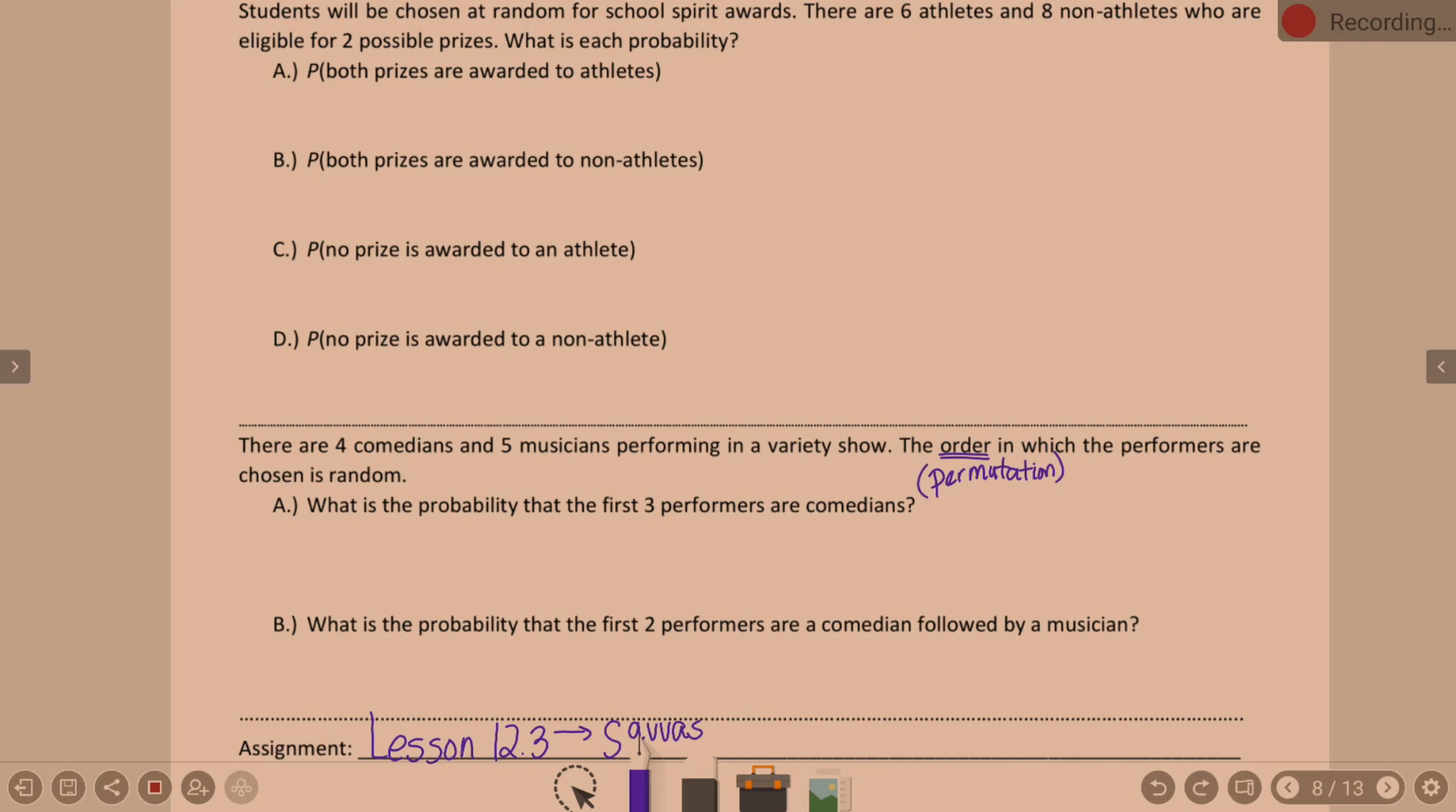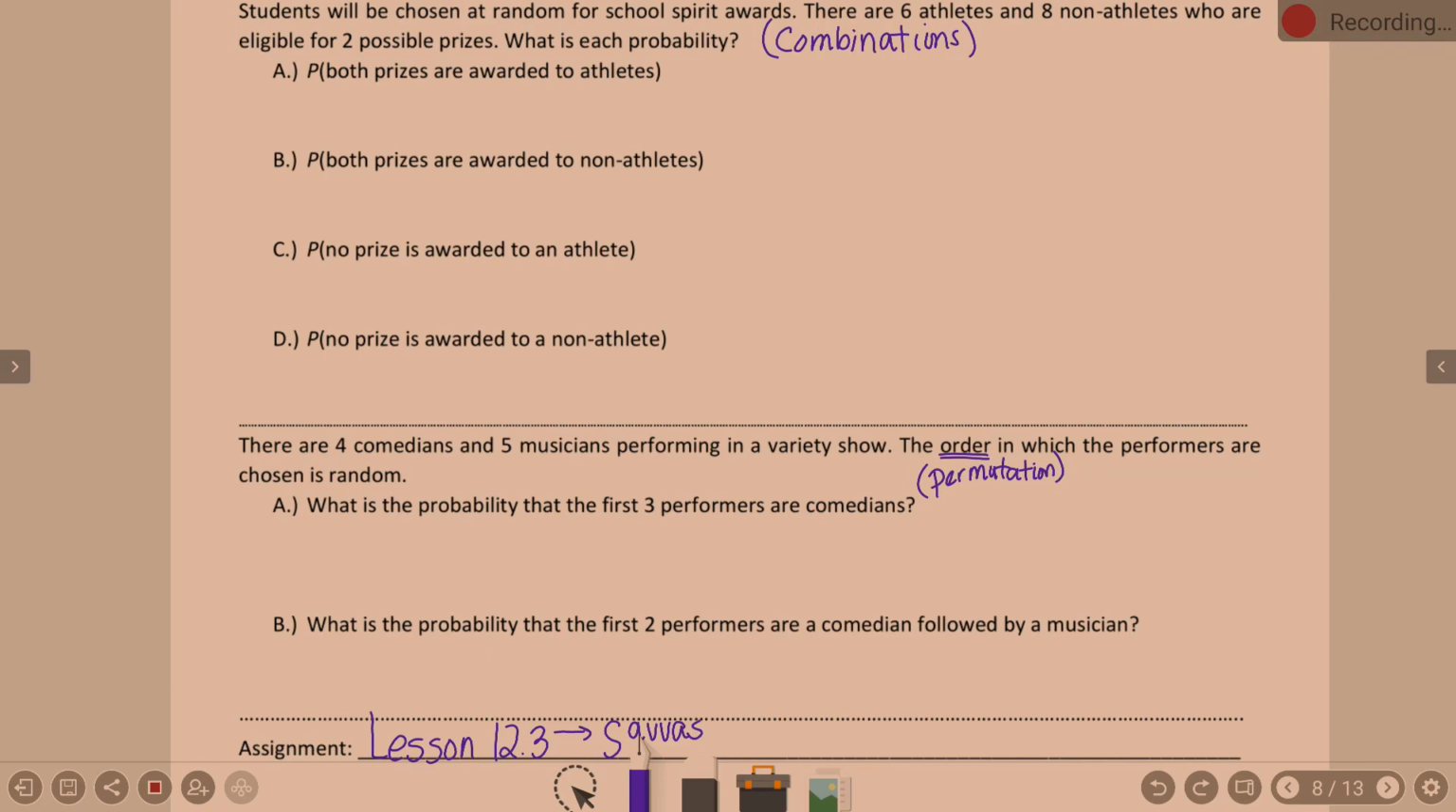Up here, students will be chosen at random for school spirit awards. 6 athletes, 8 non-athletes who are eligible for 2 possible prizes. What's each probability? Is order going to matter? No. No, you're picking for 2 prizes. It's not first versus second. So you would be setting this up with combinations. Okay? 15C2 over 6C2? I think you reversed it, but okay.